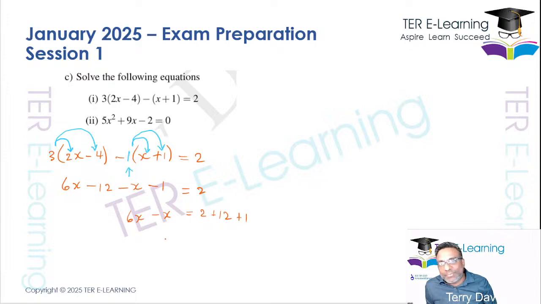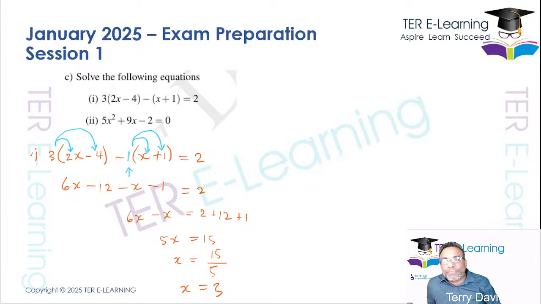So therefore, 6x minus x, you're going to get 5x. 12 and 2 is 14 and 1 is 15. So therefore, x is going to be equal to 15 over 5. So therefore, x is equal to 3. Right? So that's how you solve a simple problem like that.